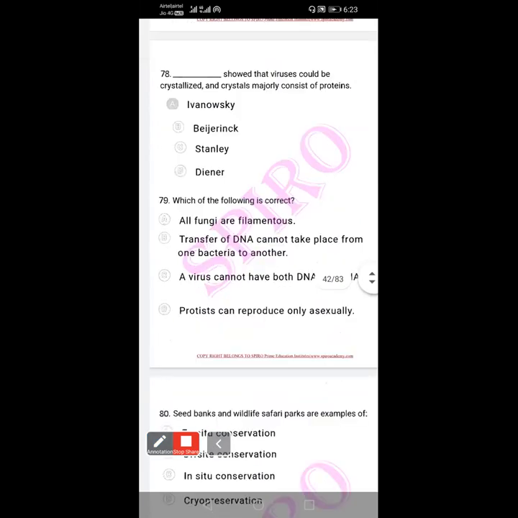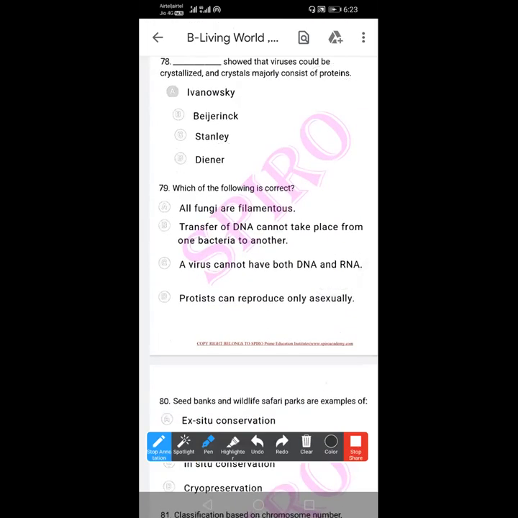Question number 78. Which shows the viruses could be crystallized, and crystals majorly consist of proteins. Virus was crystallized by Stanley. So it is a direct NCERT. So the correct answer is option C.